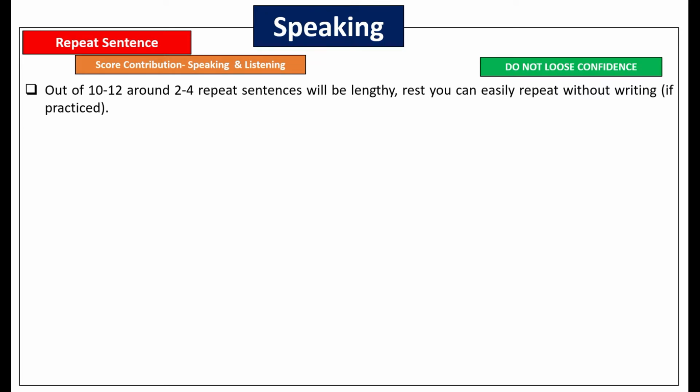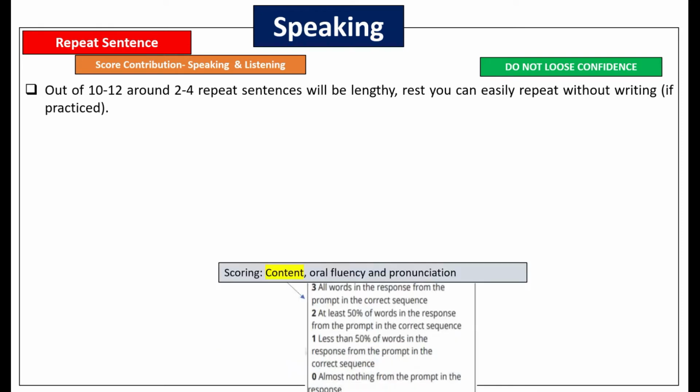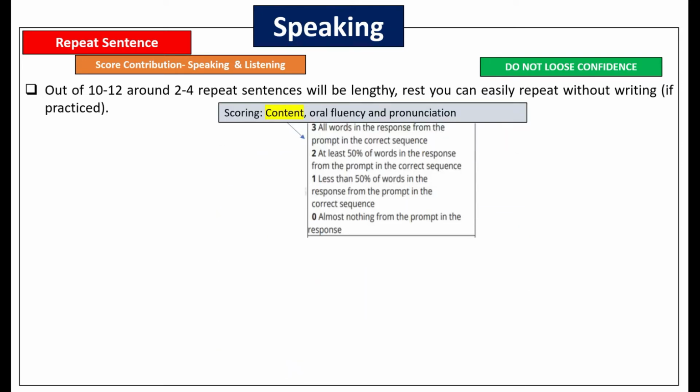Let's talk about content. Content is clear: if you are able to repeat all the words, 100%, then 3 marks, and if you are able to repeat 50% in the correct sequence, then 2 out of 3, and less than 50% means 1.